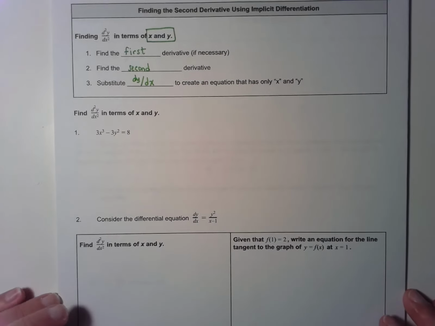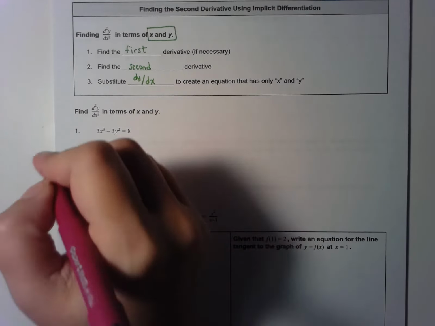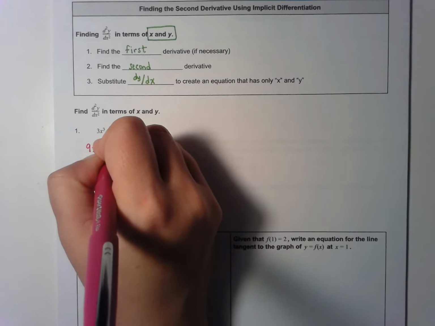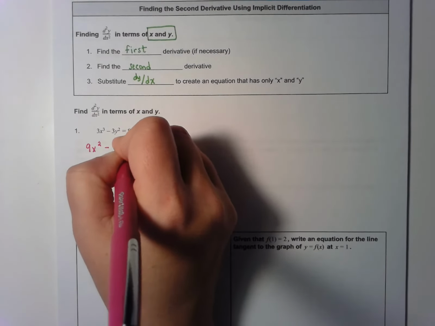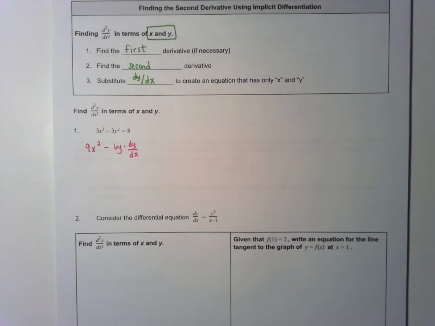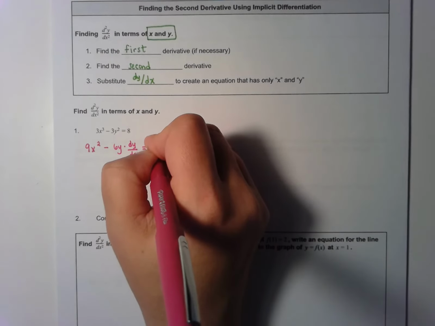For problem number 1, it says find the second derivative, d squared y over dx squared, in terms of x and y. Step number 1 is find the first derivative. So the first derivative here would be 9x squared minus 6y, and then don't forget to put times dy over dx because we're taking the derivative of y, equals the derivative of 8, which is 0.